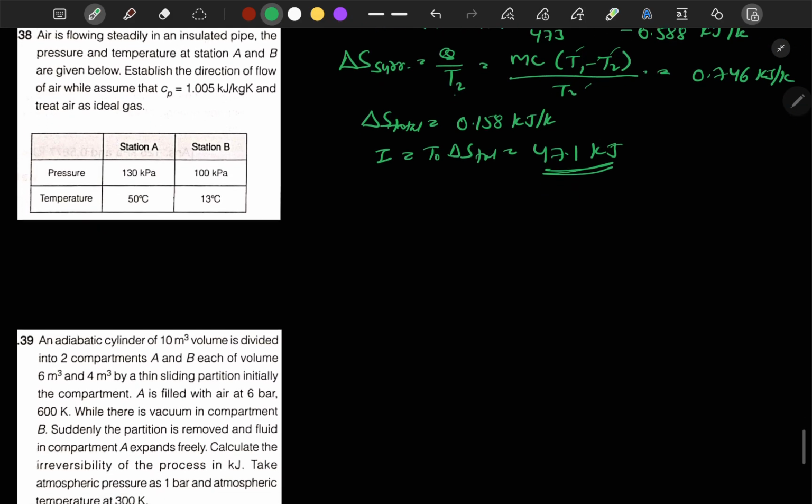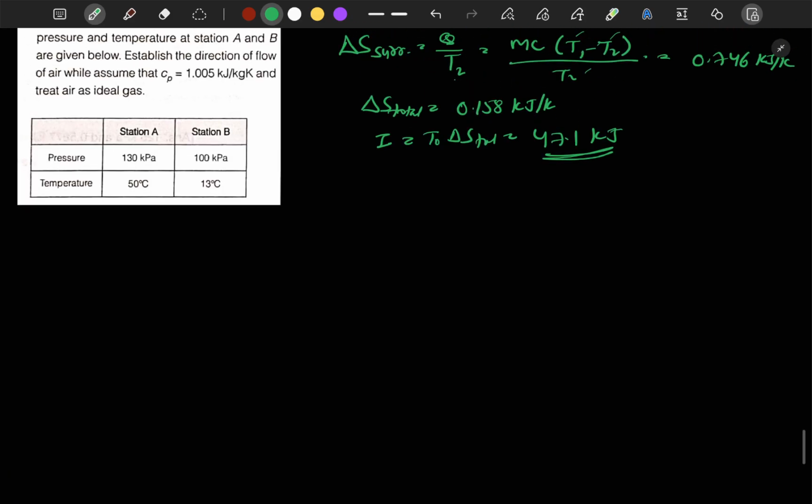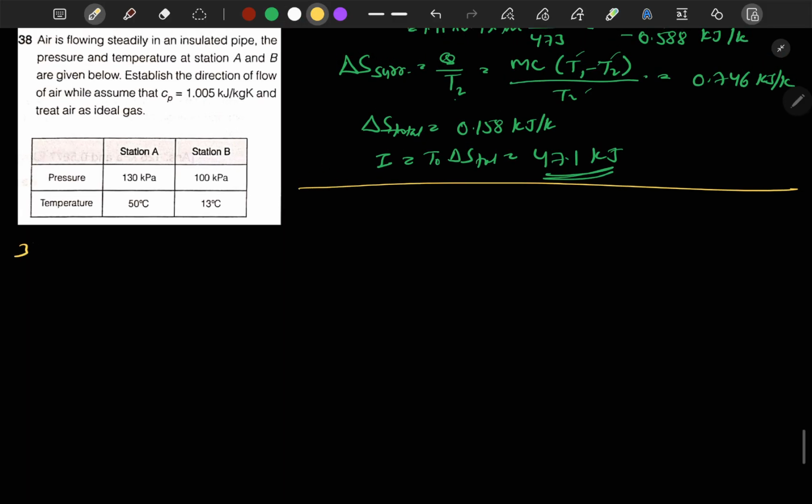Next, moving to question number 38. Air is flowing steadily in an insulated pipe. The pressure and temperature at stations A and B are given below. Establish the direction of the flow of air, assuming Cp is equal to this.